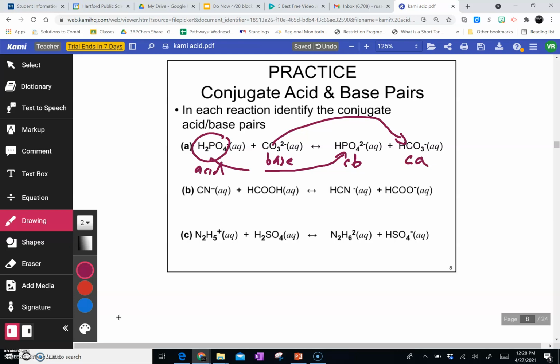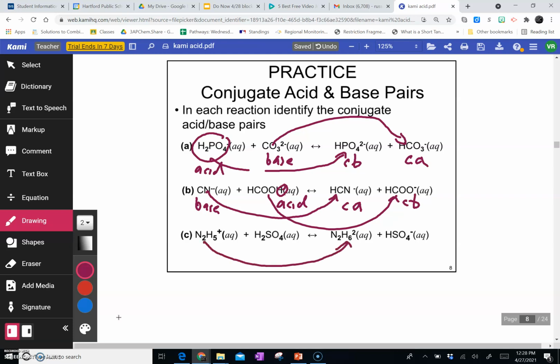So in this one, what did CN- become? Well, CN- gained H+, so this is acting like a base, and this is its conjugate acid, and this one lost an H, so it's acting like an acid, and this is its conjugate base. And then for our last and final one, this one gained an H+, so it's acting like a base, and this is its conjugate acid. And then this lost an H+, so this is an acid, and this is its conjugate base.